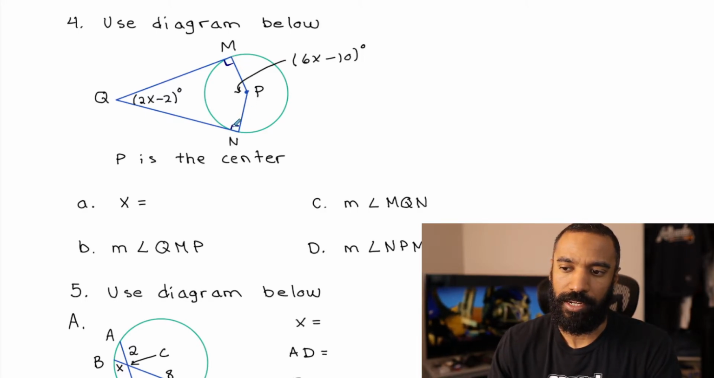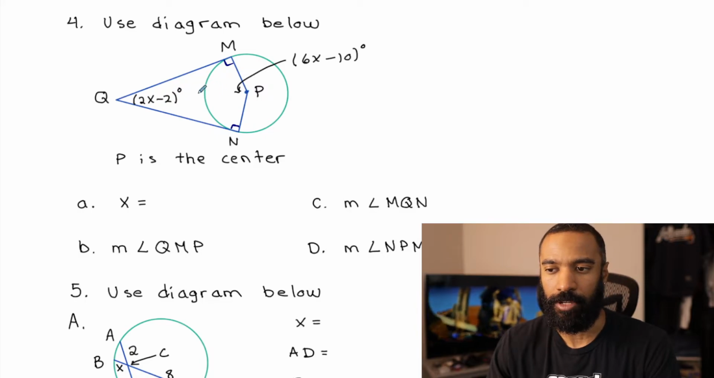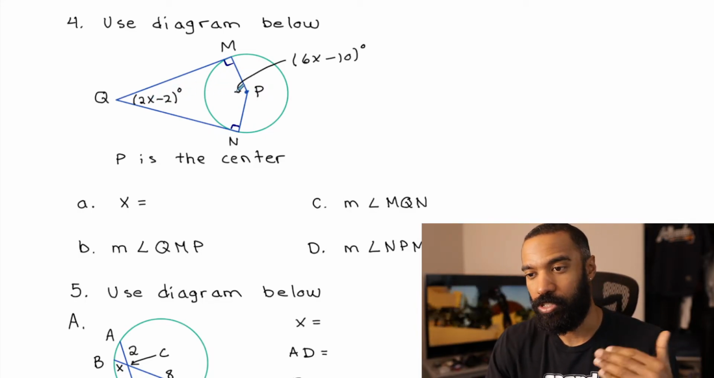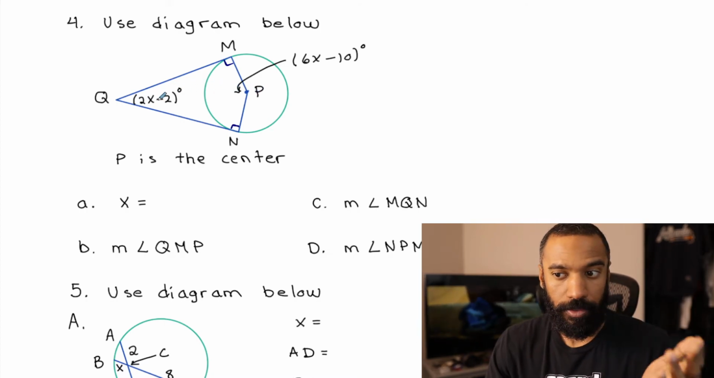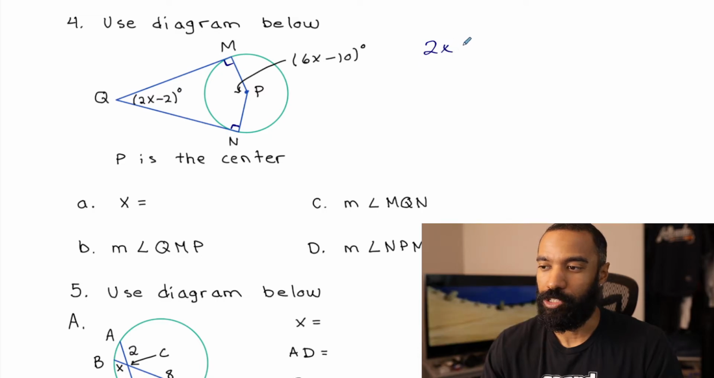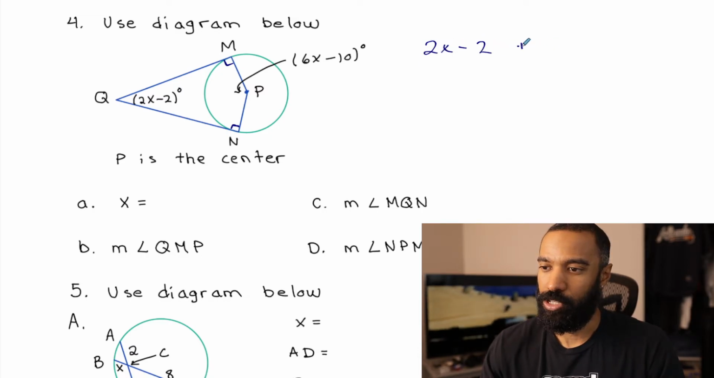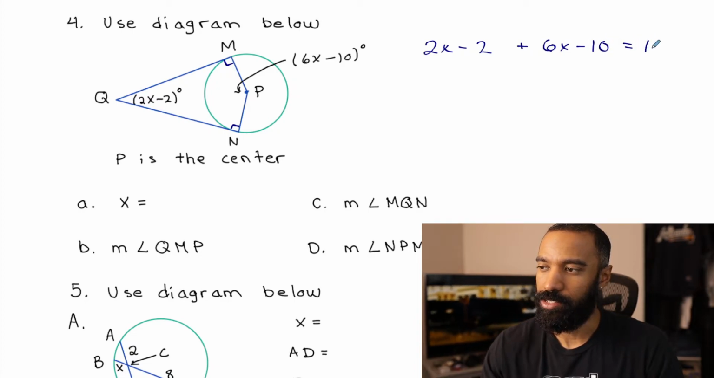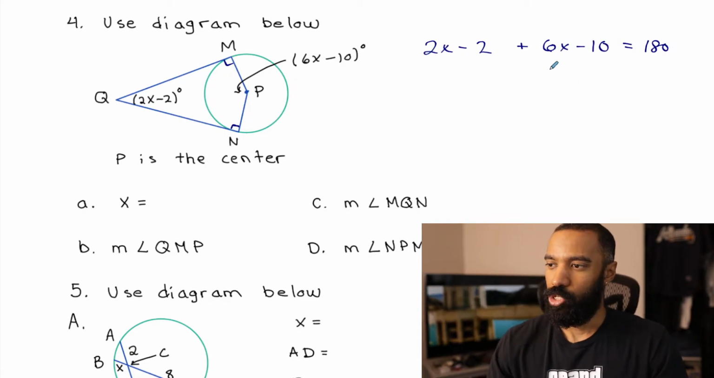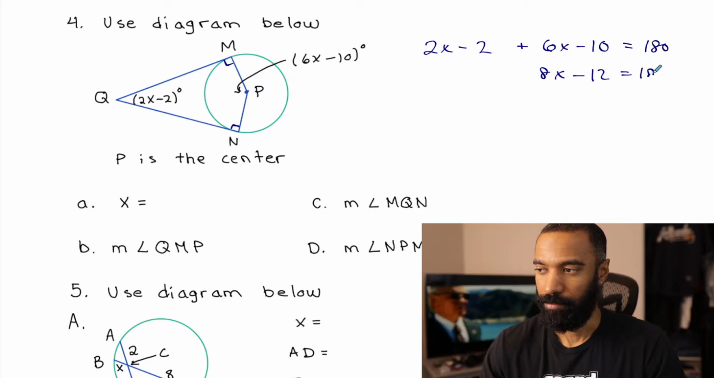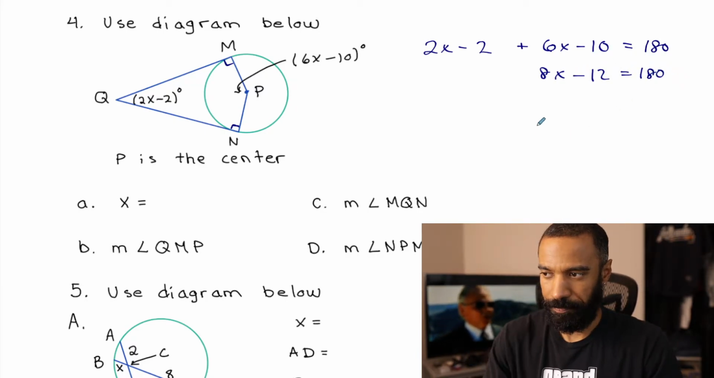Whether or not we use that is going to be irrelevant to how I'm going to use this, because we mentioned that a circumscribed angle, opposite its associated central angle, are both supplements of one another. To solve for x, they're definitely not congruent to each other. Just look at them. 2x minus 2 plus 6x minus 10 should equal 180 degrees. 2x plus 6x is 8x. Negative 2 minus 10 is negative 12. Excuse me. And that equals 180.